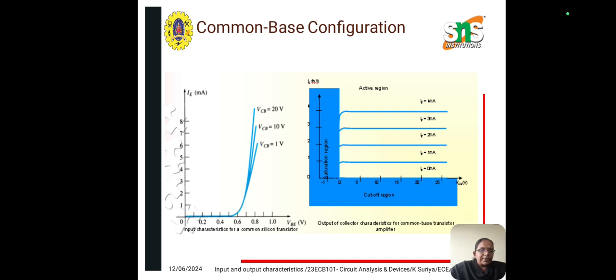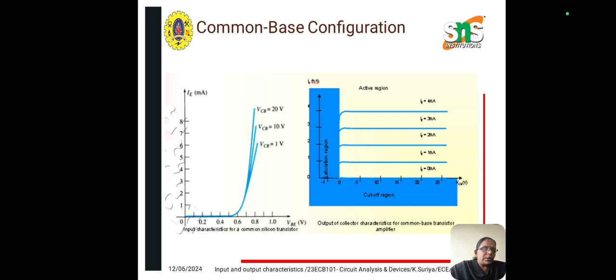So the input characteristics, as such, for silicon and germanium there is a minimum voltage above which only the transistor will operate. It may be either 0.3 or 0.7, and until that no current will flow, and after that you will have a sudden increase in the current as shown in the input characteristics curve. And also when the voltage keeps on increasing, the current value will get saturated as shown in the figure.